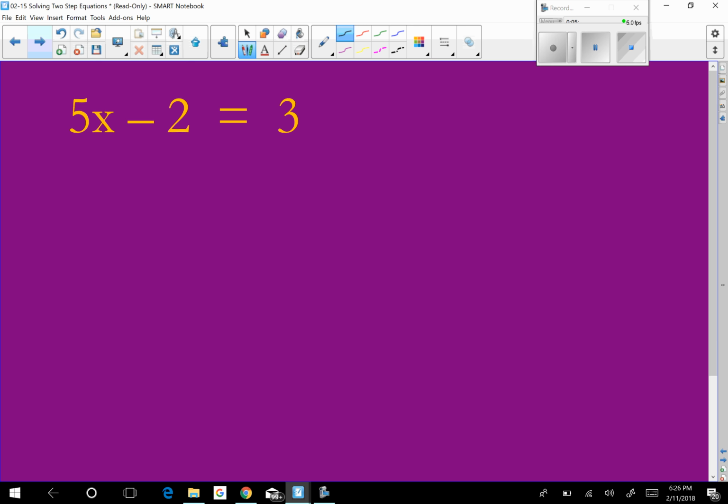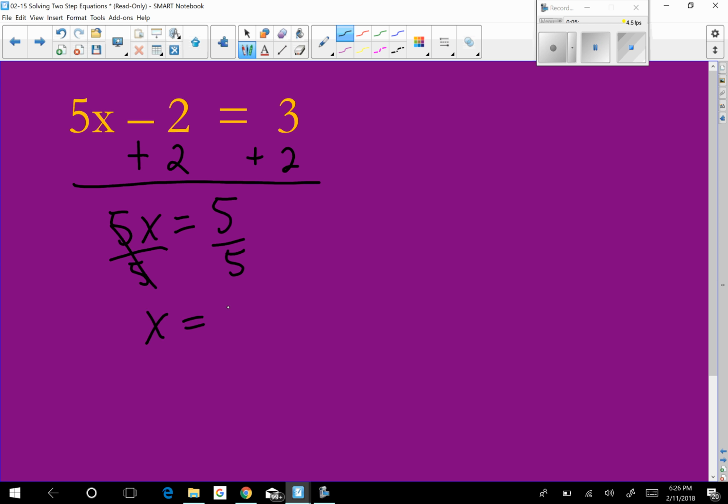Okay, next example here. 5x minus 2 equals 3. Get rid of this subtraction first with addition. So plus 2. So you have 5x equals, and 3 plus 2 is 5. We've got to get rid of the 5 in the front, so divide by 5. Divide by 5. 5x divided by 5 is just going to give you x, and 5 divided by 5 is 1. So x is equal to 1.